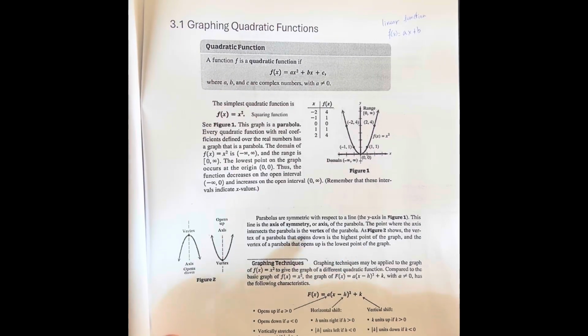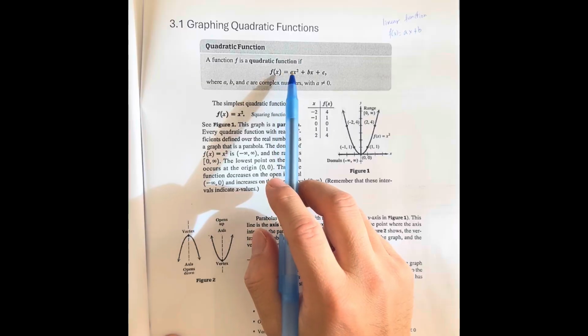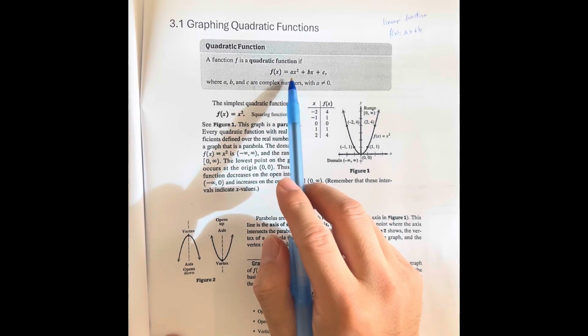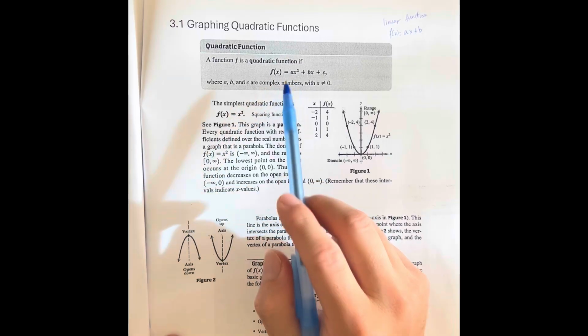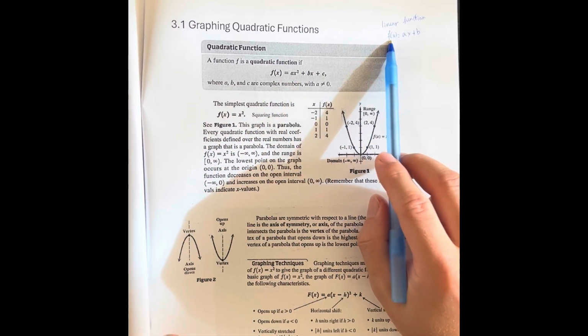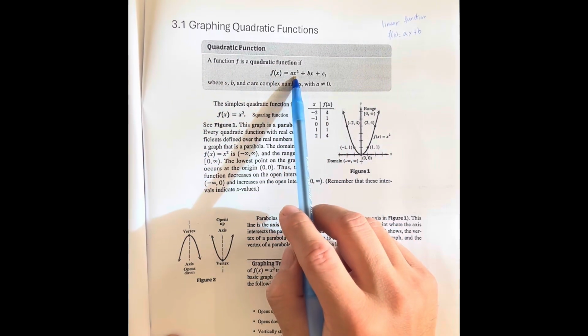In this section, we're learning how to graph quadratic functions. A quadratic function has the form f(x) = ax² + bx + c, with a being a non-zero number. A linear function has the format f(x) = ax + b. For a quadratic, we have to have the x squared term.